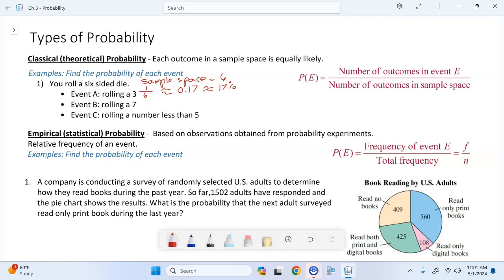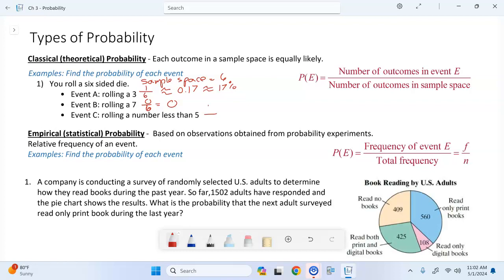Now let's look at event B, rolling a 7. How many different ways can I roll a 7 on a six-sided die? 0. Can't happen. So we have a 0% chance of rolling a 7. How many different ways can I roll a number less than 5?